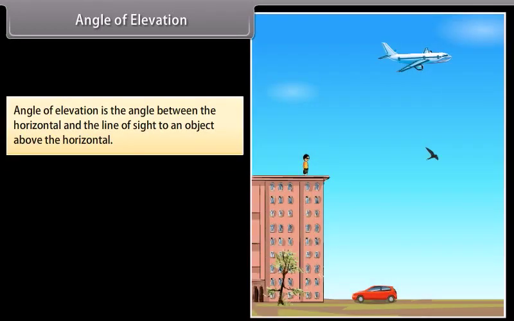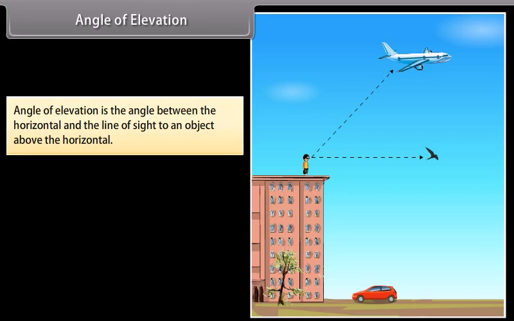Angle of elevation is the angle between the horizontal and the line of sight to an object above the horizontal. Let us take an example to understand this. In this picture, an observer is standing at the top of a building and looking straight ahead at the birds which are in the horizontal line. The observer must raise his eyes to see the airplane which is in the slanting line. This line is also called the line of sight.